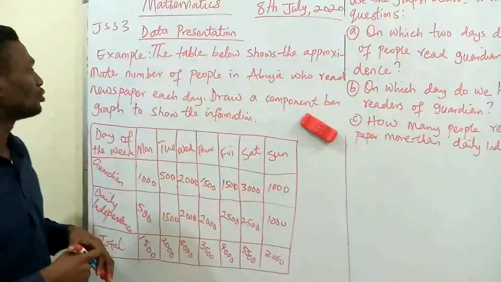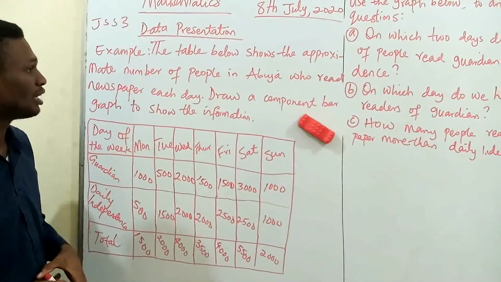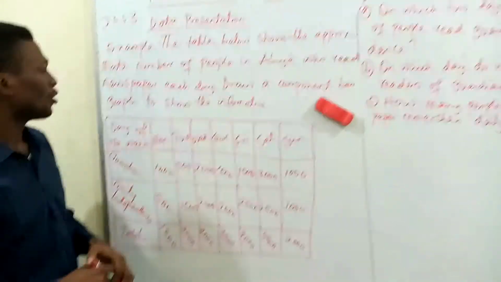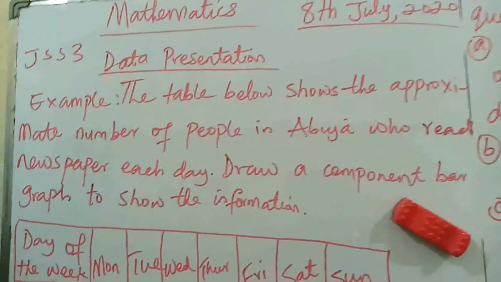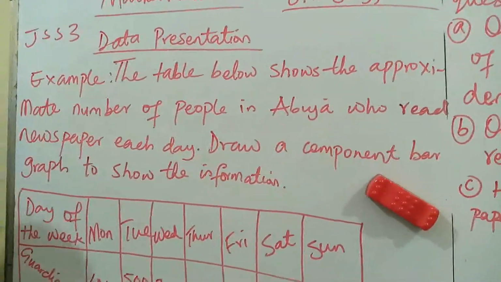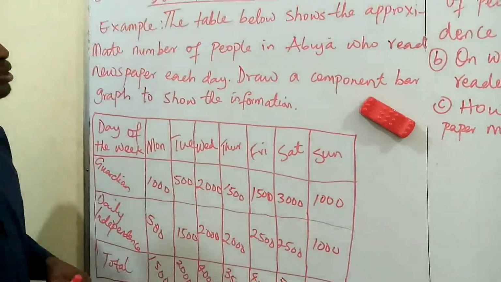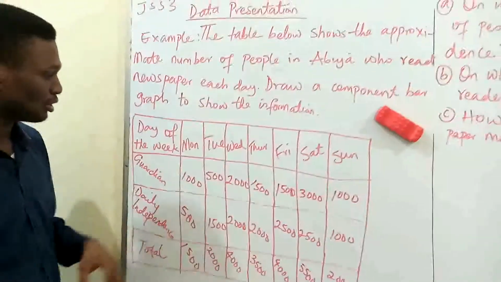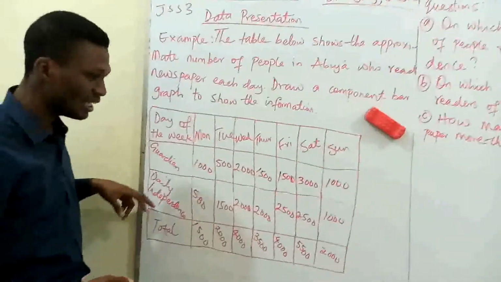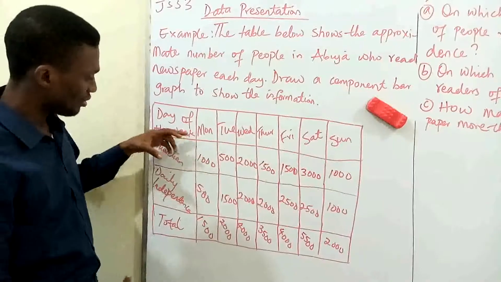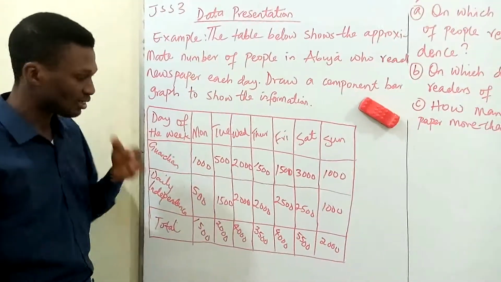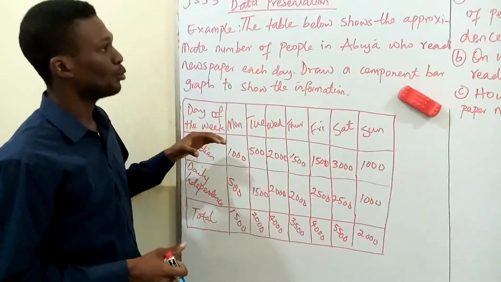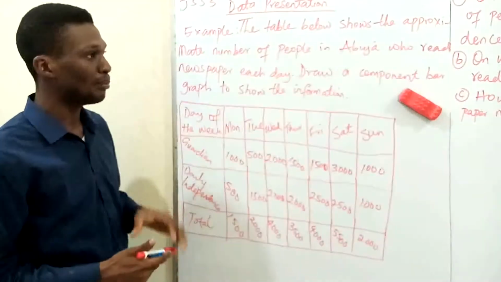The table below shows the approximate number of people in Abuja who read newspapers each day. Draw a component graph to show the information. We are using just two newspapers. The table shows the number of people who read just two newspapers each day from Monday to Sunday. We have Guardian newspaper and Daily Independent. We are going to represent this in a component bar chart.